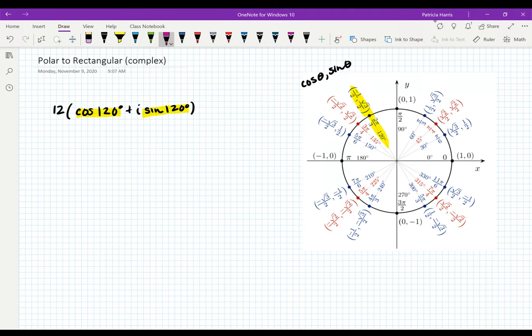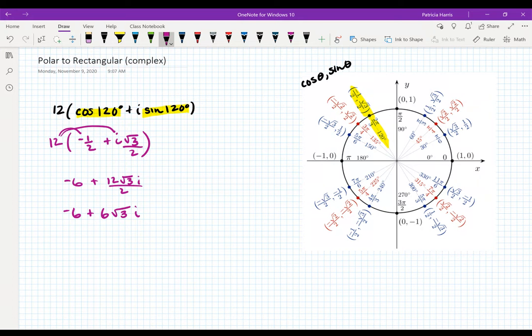So my problem becomes this: 12 times cosine of 120, which is negative 1 half, plus i times sine of 120, which is the square root of 3 over 2. And now I just distribute. 12 times a negative 1 half is a negative 6. 12 times i, square root of 3 divided by 2, well, we can simplify that. And then we're done. That's it.